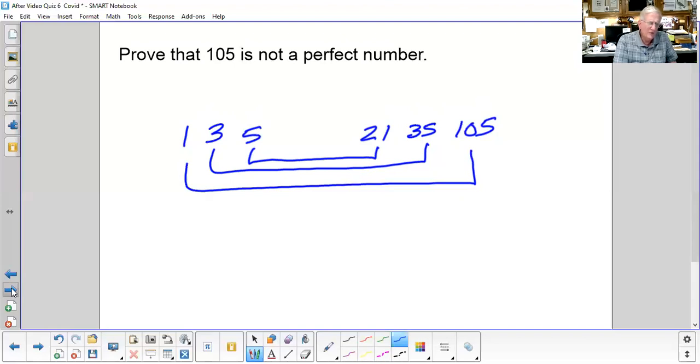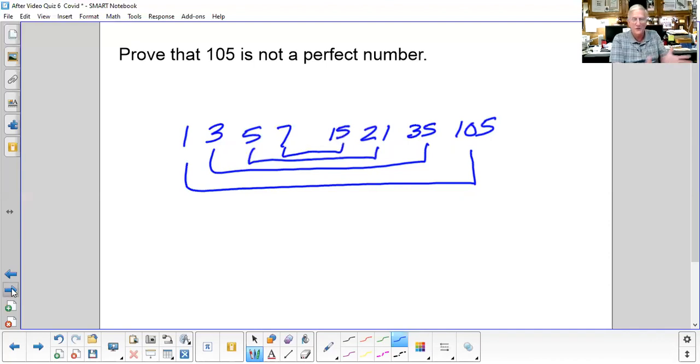Well, I wonder if there are any other numbers that will go into 105. Well, you see that 21 there. You know 21 is 3 times 7. We know 3 goes into 105. I wonder if 7 goes into 105. So if we take 105 and divide it by 7, we find out it goes 15 times, right? So 7 and 15 are partners of each other.